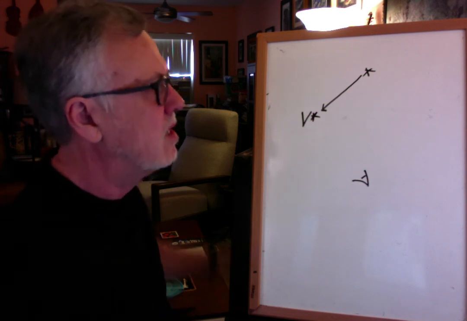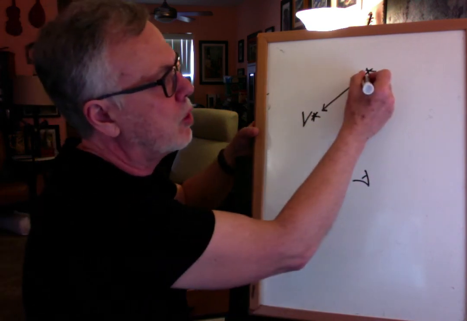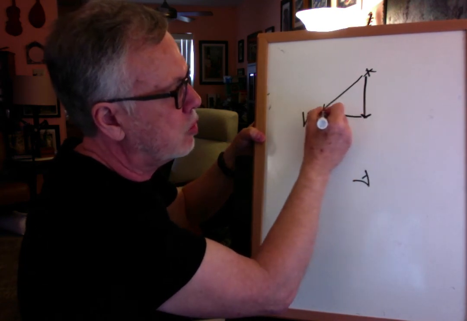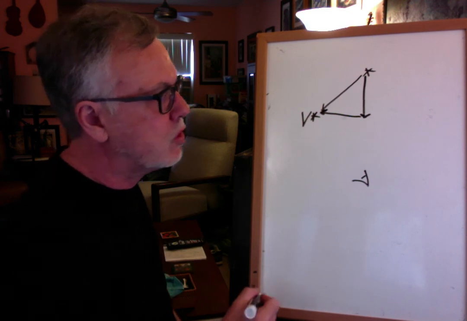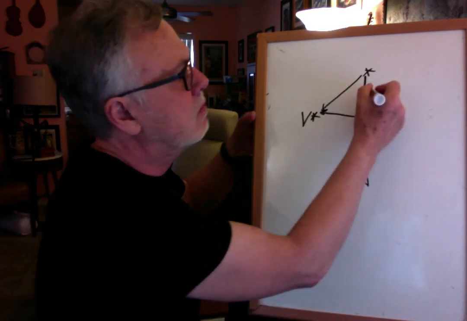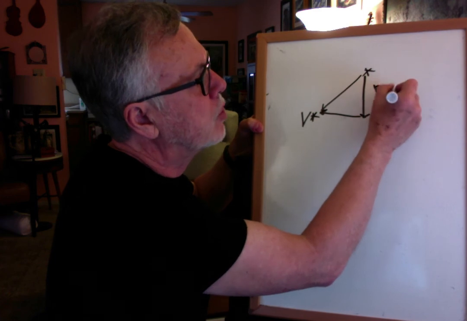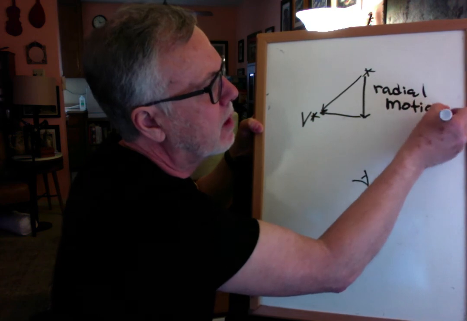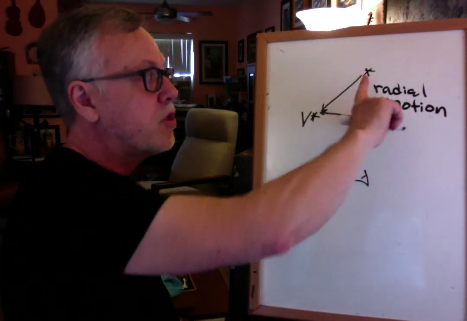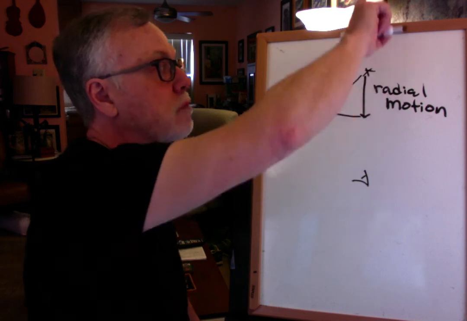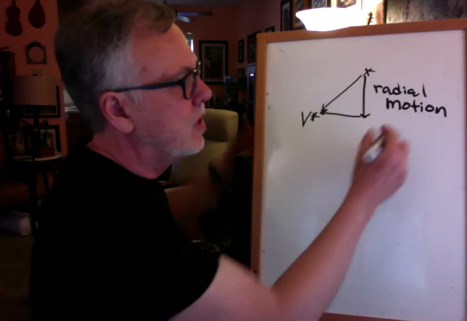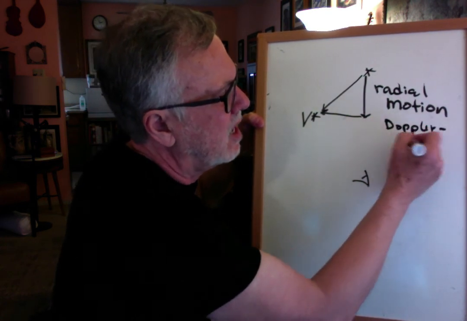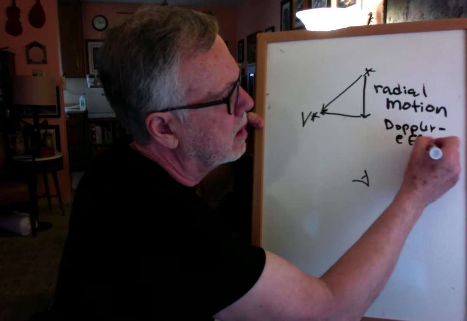Now, I can break that motion into two motions. I can have a motion directly towards me and a motion directly across the sky at right angles to my line of sight. This motion right here is known as radial motion. And I can measure that radial motion with the Doppler shift because it's directly at me. A star could be going away, so that radial motion would be in the opposite direction. So this could be measured by the Doppler effect, and we get that measured.